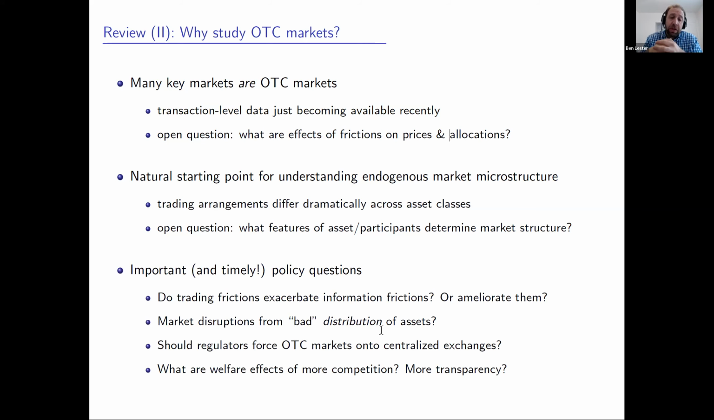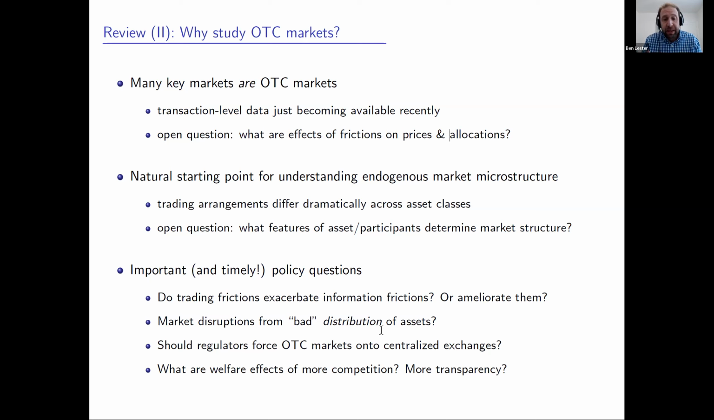And lastly, there's a bunch of important and, I would say, very timely policy questions that people are grappling with right now, that this class of models that I'm going to talk about today, that Pierre talked about last week, could be used to confront. So I think we don't have a great sense yet of whether the kind of trading frictions that we see in over-the-counter markets exacerbate or maybe even ameliorate information frictions.